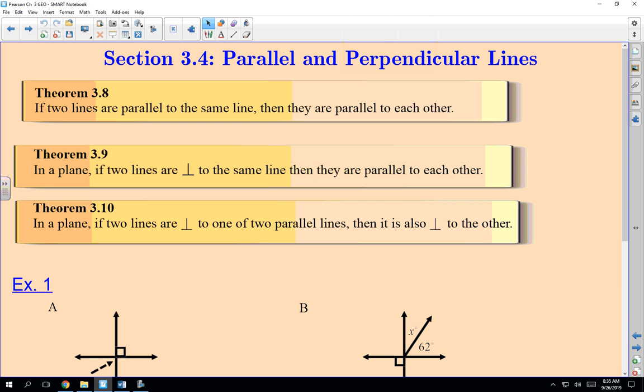All right, here we go. So I'm going to draw pictures for these theorems. It says if two lines are parallel to the same line, then they are parallel to each other. So that was the one that showed up on that quiz, an example of the transitive property here.